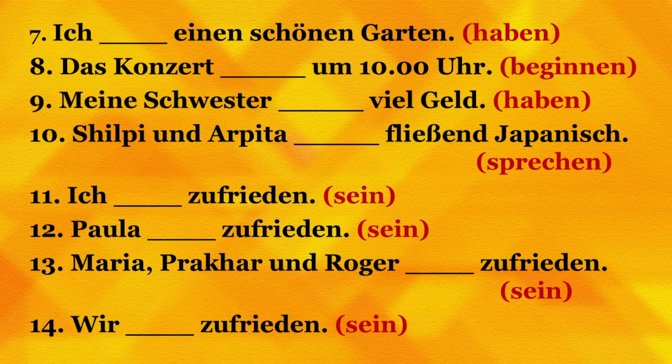It means I am satisfied. Next sentence, Paula dash zufrieden. Again, it's the same case of verb sein, that is to be. Please note, Paula is the subject here and you know that it will be the third person conjugation case. So, it becomes Paula ist zufrieden.